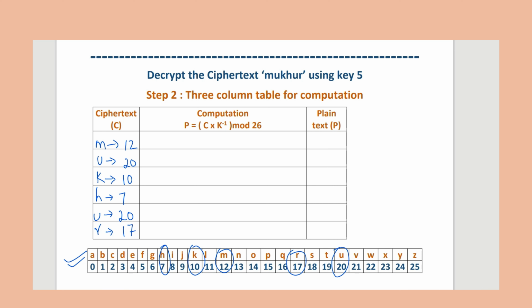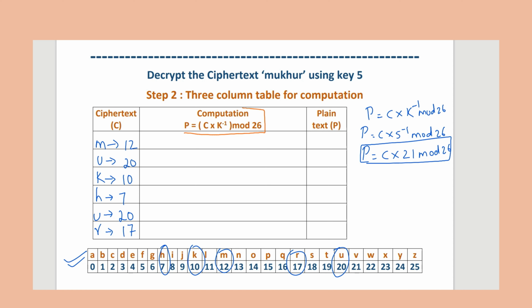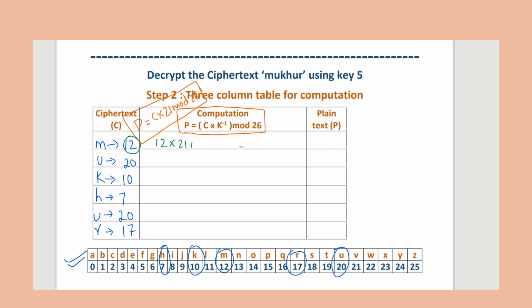Now these numbers will be decrypted using the decryption formula. Now what is the decryption formula? Decryption formula is P is equal to C into K inverse mod 26, which as discussed we write as C into 5 inverse mod 26, and 5 inverse mod 26 is 21 mod 26. So instead of doing P is equal to C into K inverse mod 26, we would be doing P is equal to C into 21 mod 26. So let us take the first number for decryption, that is 12. So you will do 12 into 21 mod 26.